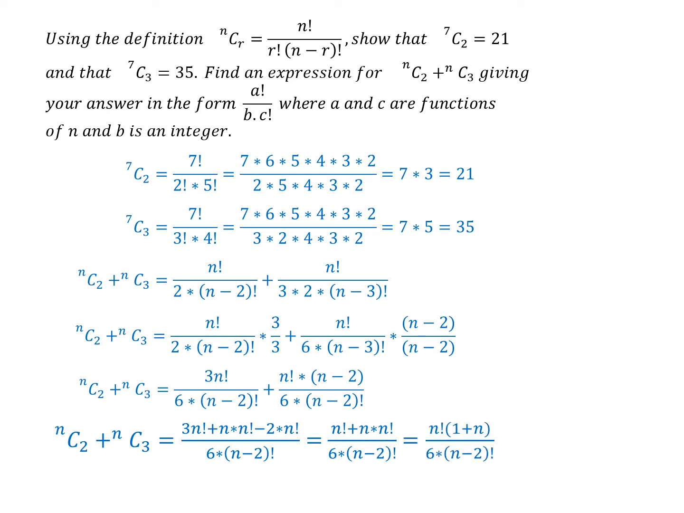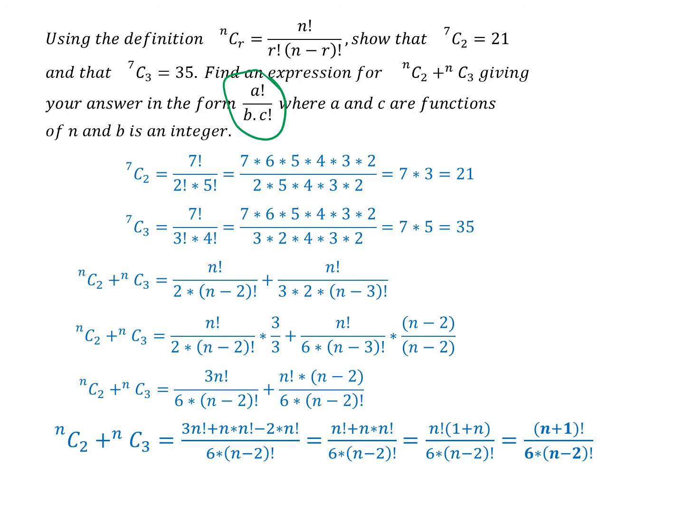And when I do that, the factor that's remaining is 1 plus n. And n factorial times 1 plus n is actually n plus 1 factorial. So there we are, that's the final answer in the form that was required, a factorial over b times c factorial, and that's the answer that would be required to get all of the marks in a question like this.